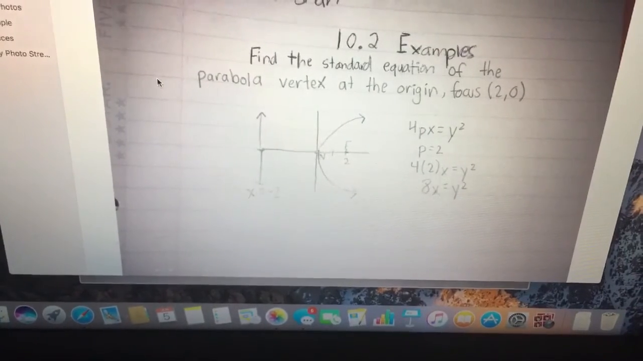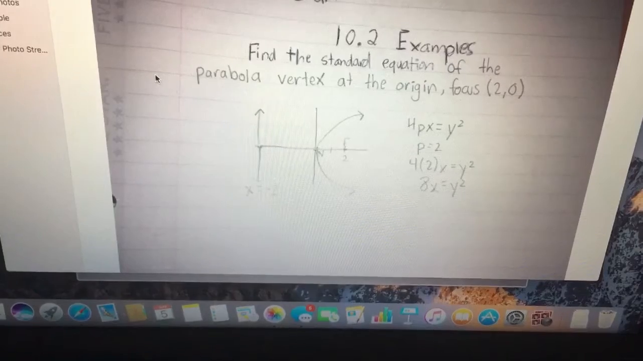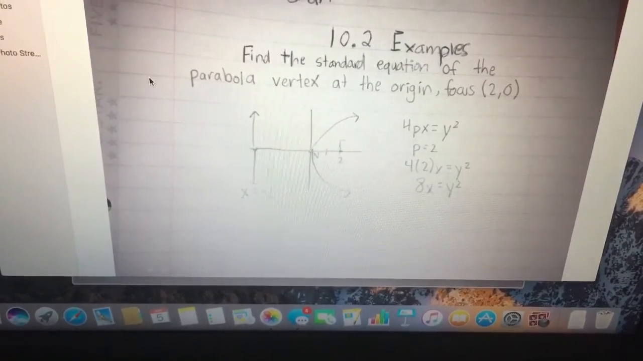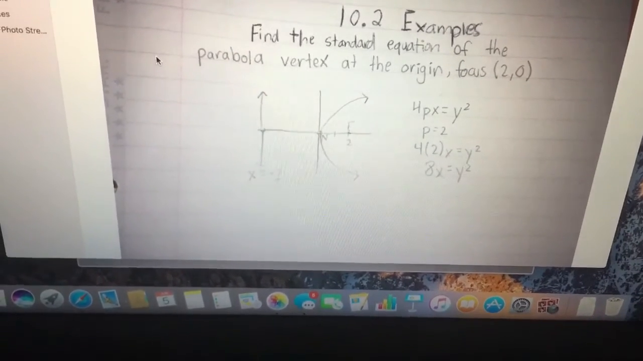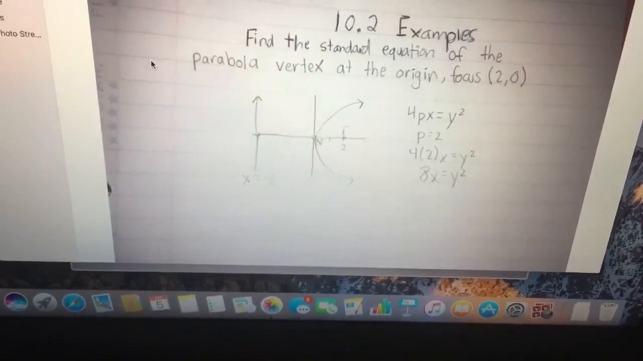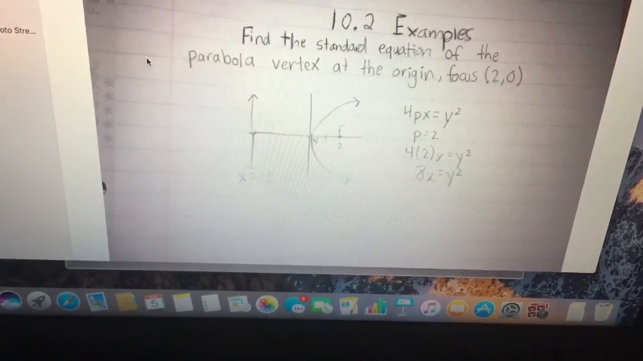So the focus is always on the inside of the curve, so that tells me that my parabola is going to open to the right, and it's going to tell me that my directrix is going to be over here. So it's going to be at x equals -2, because the distance from the focus to the vertex is the same as the distance from the vertex to the directrix.